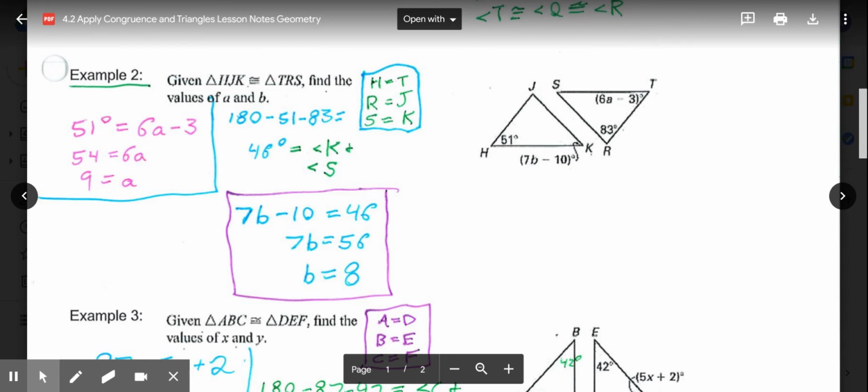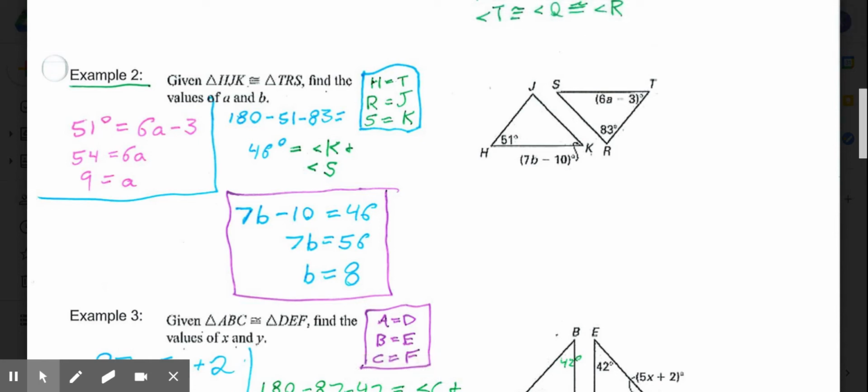Then I could figure out what angle K or S are based on that information. If I know this is 51 degrees and R is 83, that tells me J is also 83. So I can do 180 minus the 51 and 83 to find out what this angle equals. So 180 minus the 51 and 83 gives me 46 degrees. So I know angle K and S both equal 46 degrees individually.